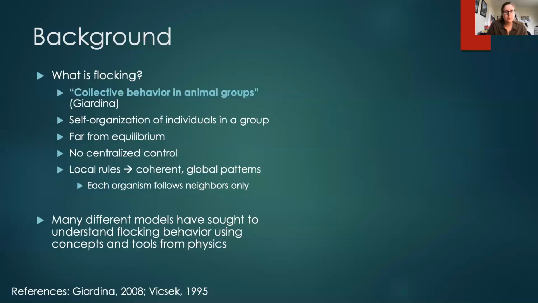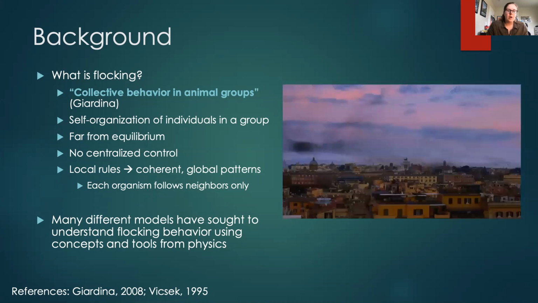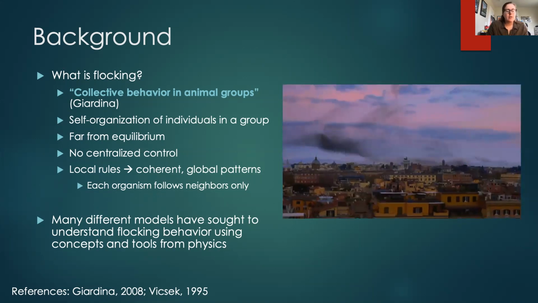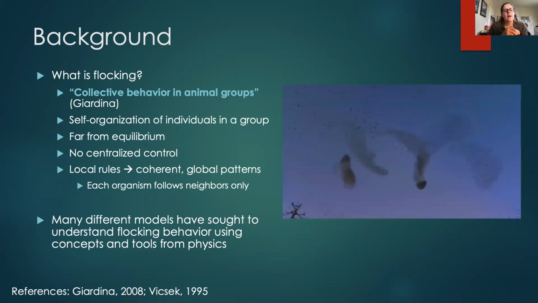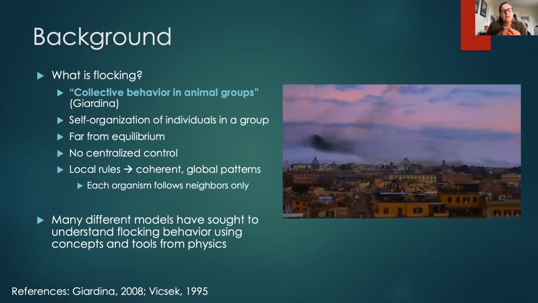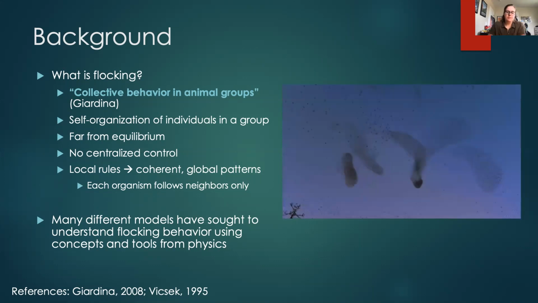And so we'll start with a little bit of background on flocking and then talk about the physical models that have tried to describe the behaviors that we see. So what we have in starlings and other animals that exhibit collective movement is a self-organization of the constituents, and there's no centralized control, but the group moves coherently, and local rules drive global patterns.